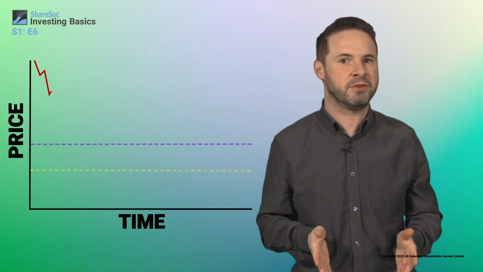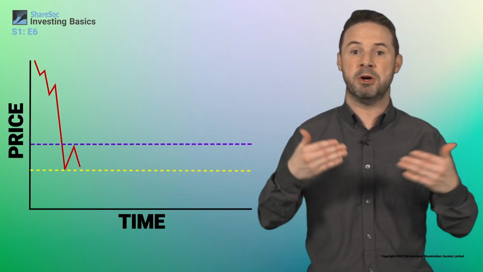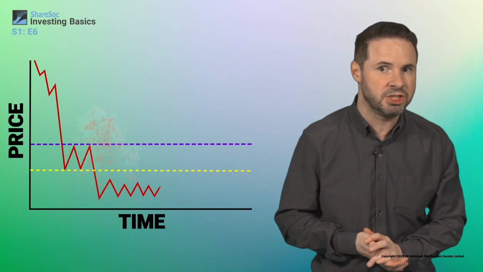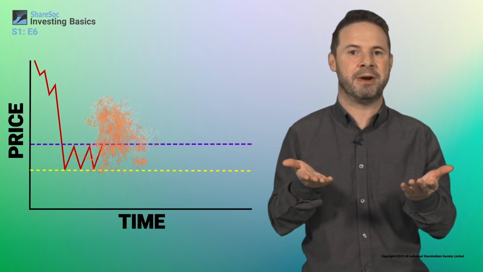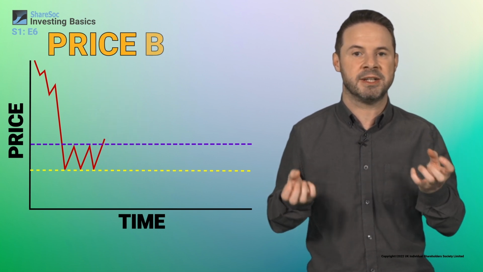Eventually, something has to give. Either the buyers aren't strong enough to resist the selling pressure and the price bursts downwards through the bottom of the range, or the buyers gain confidence and force the price upwards through the top of the range, causing what's known as a price breakout.